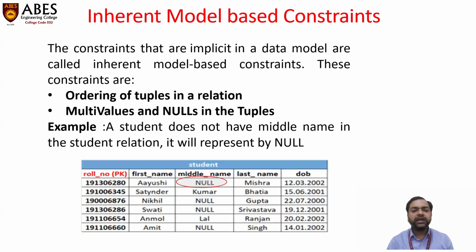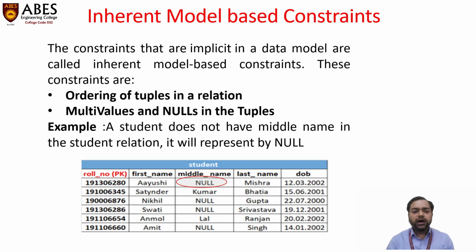First of all, we have inherent model based constraints or implicit constraints. Basically, these are the constraints which the relation must follow before the data is entered into it. We can also say that these are the constraints which follow the characteristics of the relation. We have discussed the characteristics of the relation in our previous lecture.